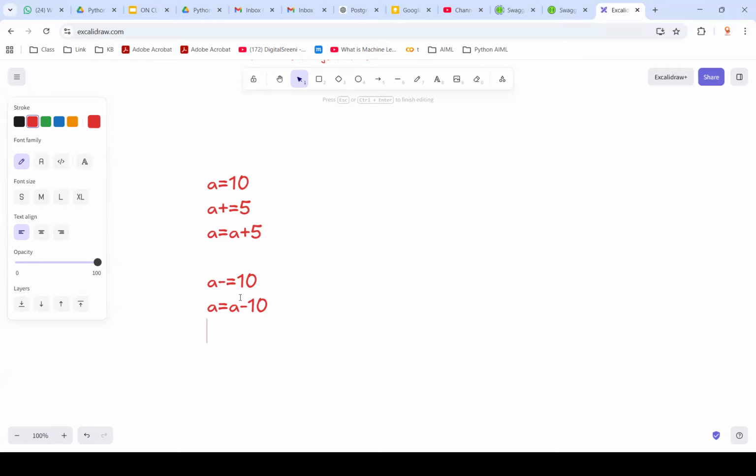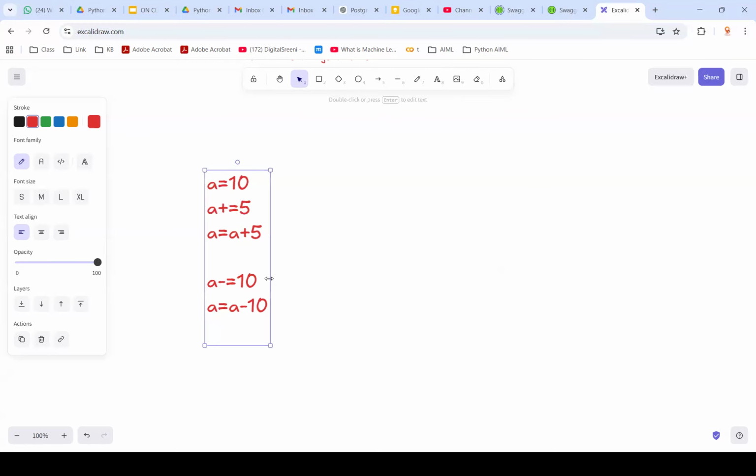So now if I ask you, what will be the value of A? Can anyone tell me? 5. Okay, because previously we have seen A is equal to A plus 5, so the value will become 15. Now A is equal to A minus 10, so 15 minus 10 is equal to 5.